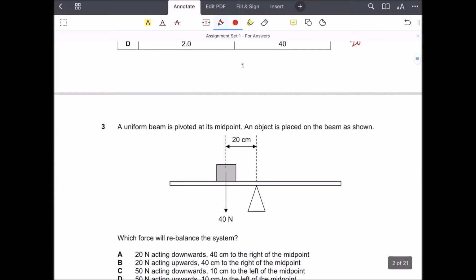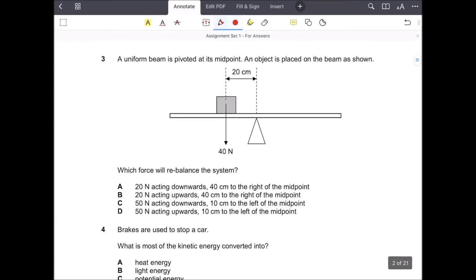Now the next question, question number 3. Once you see the word pivot or once you see something that looks like a seesaw, you think about moments. And you'd know the formula for moments is force times perpendicular distance. This is the first formula that you think of. And the next one that you think about is when it is balanced or in equilibrium, you would have anti-clockwise moment equals clockwise moment.